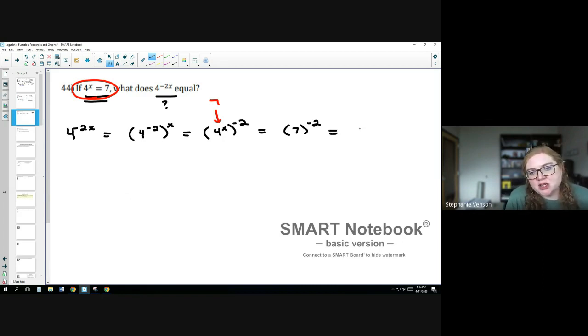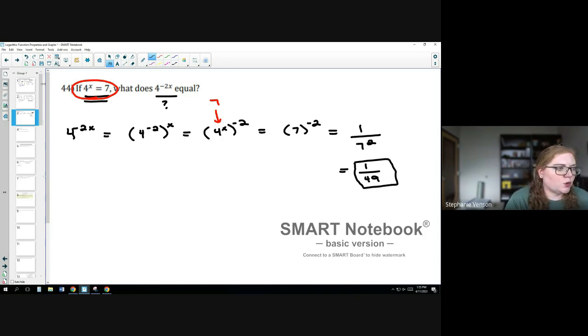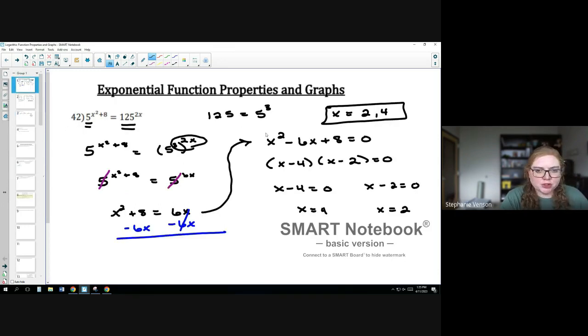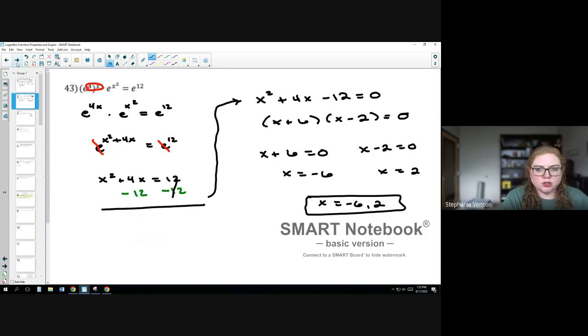So 7 to the negative 2 can be rewritten as 1 over 7 squared. And I know that 7 squared is 49. So I have 1 over 49. And that is the answer that we're looking for. Okay, so make sure you have that written. I'm just going to double check a few things really quickly. Okay, looks like we're all good.